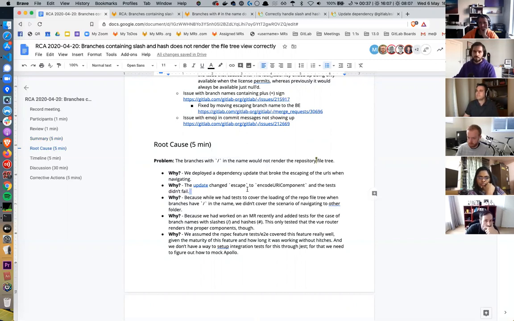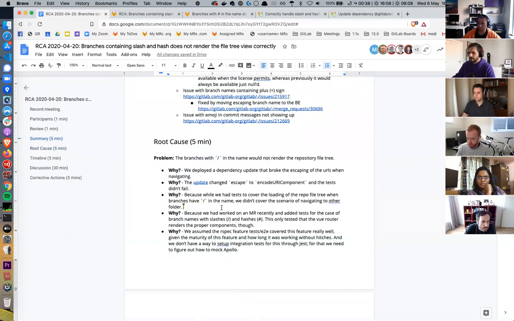So why didn't the tests cause any alert? The reason there is because while we had tests to cover the loading of the repo file tree when the branches have slashes in the name, we didn't cover the scenario of navigating to other folder. So why didn't we have those? Because we had worked on the merge request recently and added tests for the case of branch names with slashes and hashes, the thing is that these tests only tested that the view router was able to render the proper components on the UI.